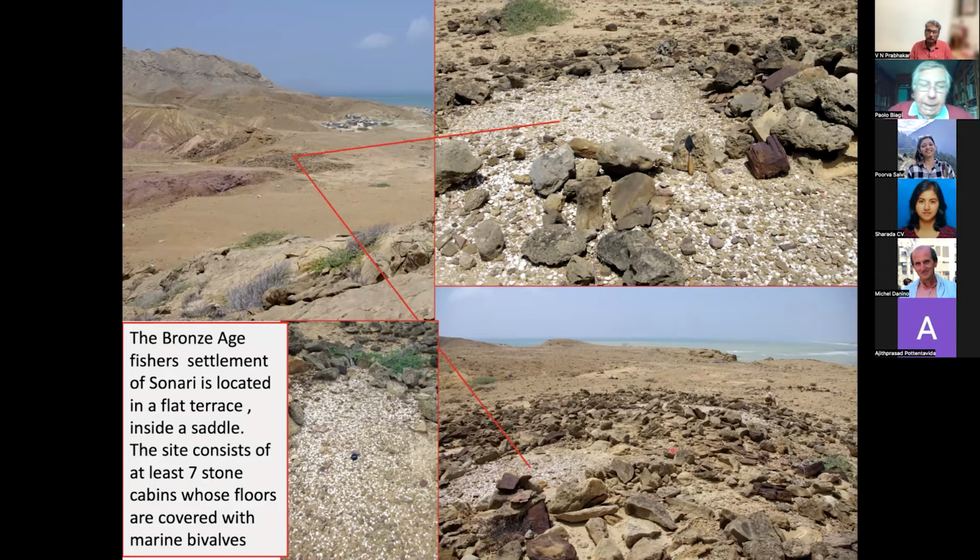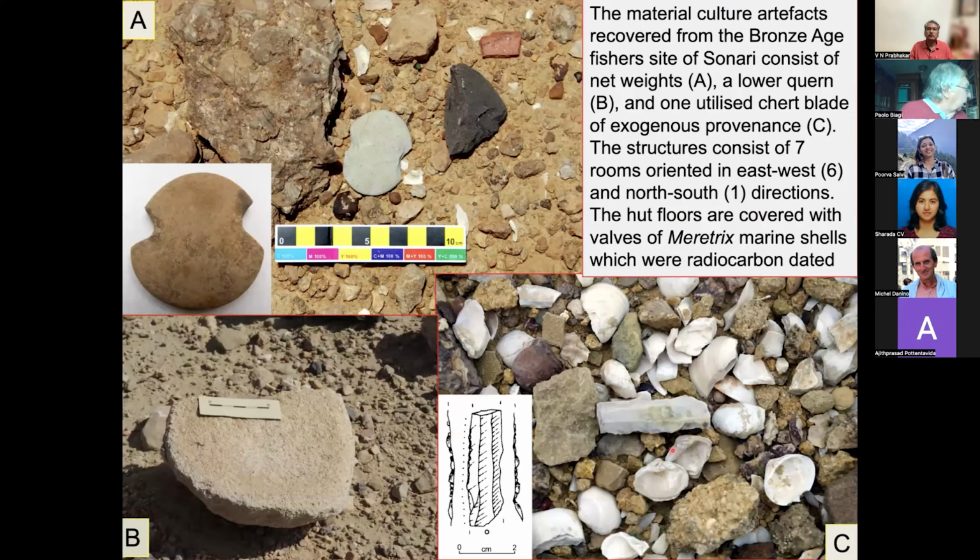So let's go to the next slide to have a look at what we found on the surface of the Bronze Age site. Net weights like this one, like that one. We found also a grinding stone, which is still there, as we found it. And we found only one bladelet, slightly retouched. You can see the retouch over here, which has been used for cutting, okay?